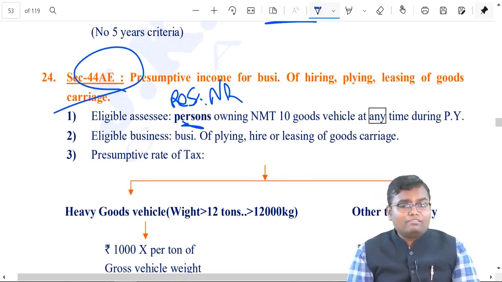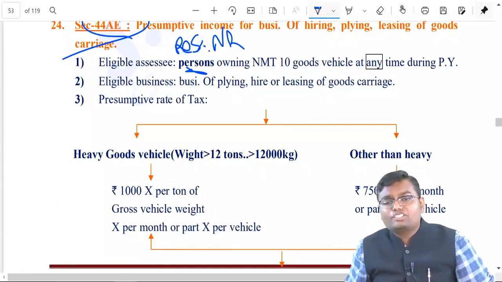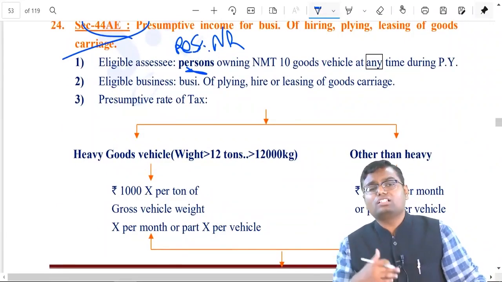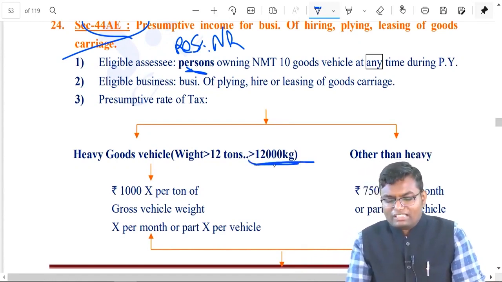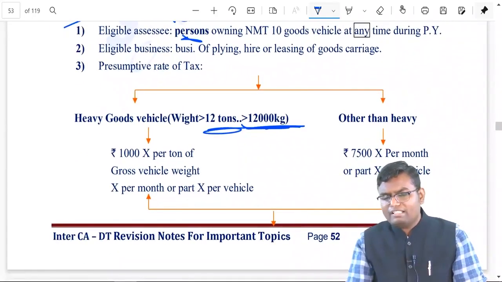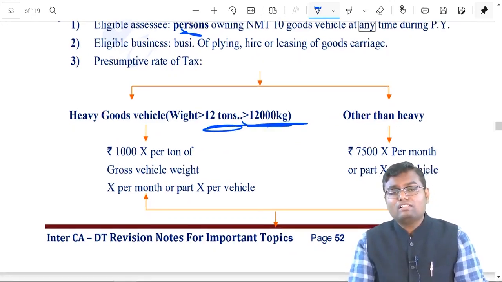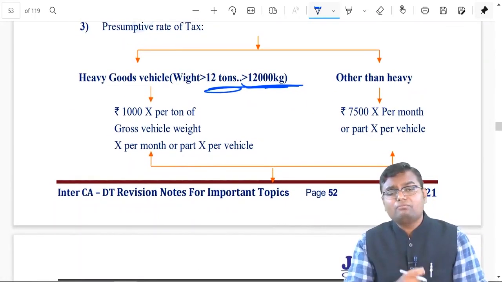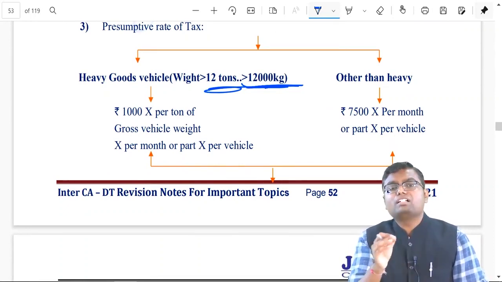Now, what is the presumptive rate in 44AE? You have to see which kind of goods carriage you have, whether it is a heavy goods vehicle or other than heavy. A heavy goods vehicle has a weight of more than 12,000 kg, that is more than 12 ton. Other than heavy, whose weight is not more than that. If you are applying heavy goods vehicle, see the weight; the presumptive income is 1,000 per ton per month per vehicle.